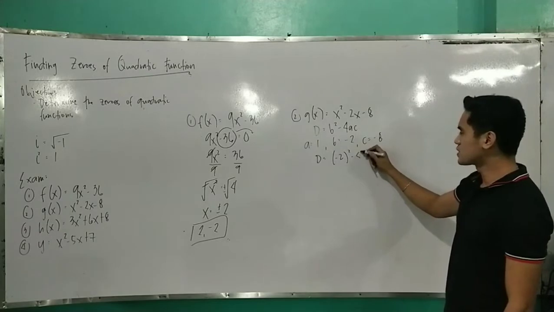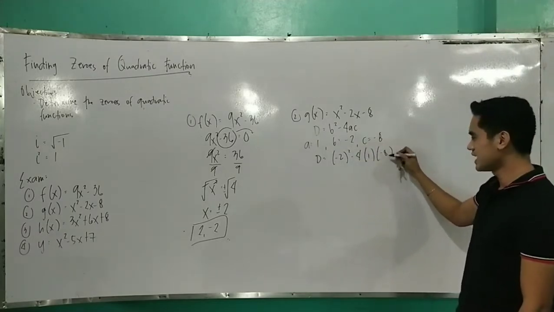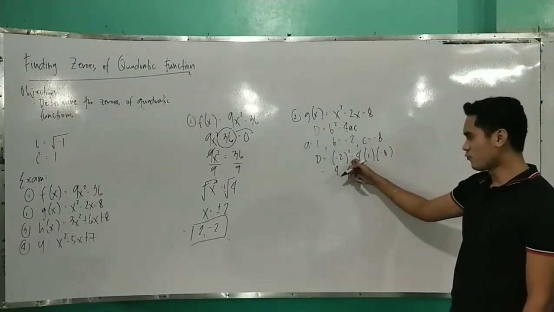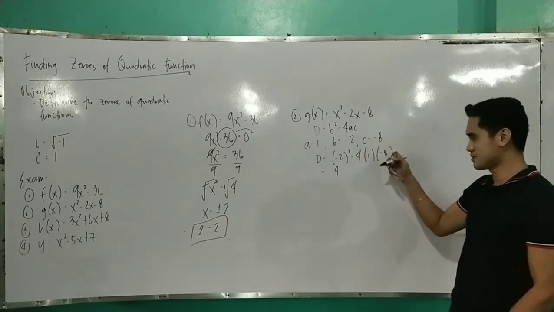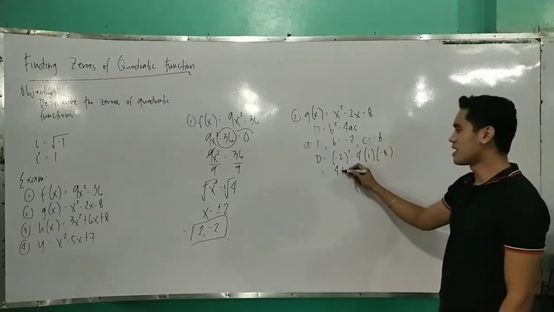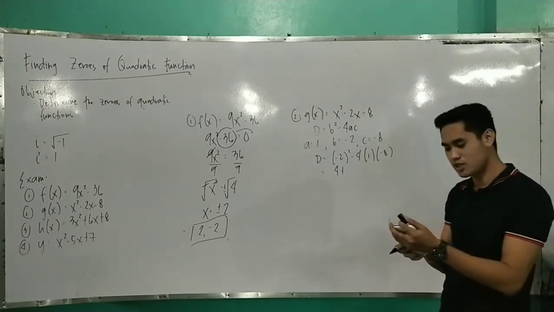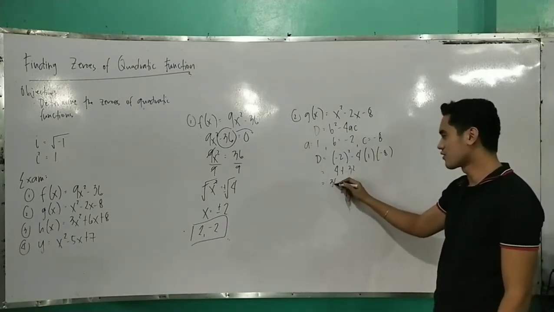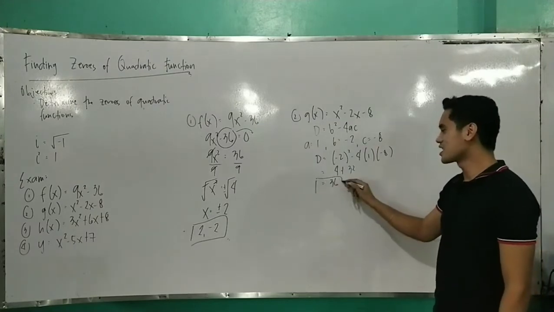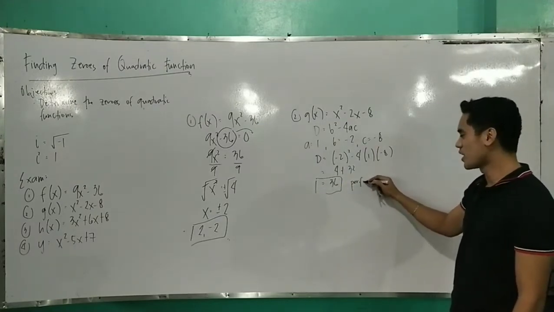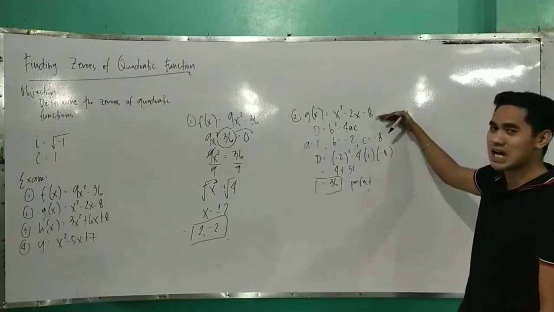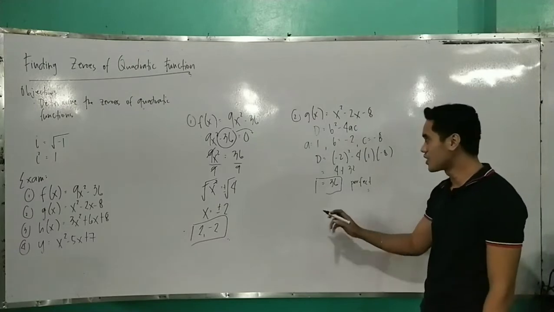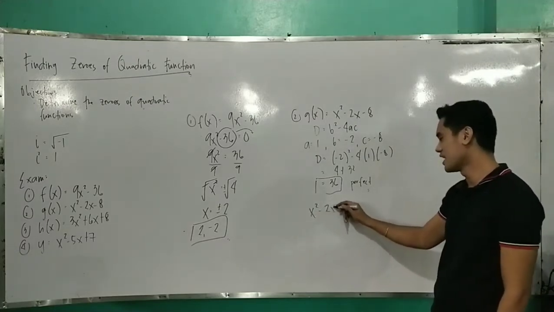Negative 2 squared minus 4 times 1 times negative 8. And negative 2 times negative 2 is positive 4. Negative 4 times 1 is negative 4 times negative 8. Meron tayong positive 32. Pwede kayong gumamit ng calculator. Then, 32 plus 4, meron tayong 36. Ayan. So, yung 36 na to, ito ay perfect square. So, ibig sabihin, ito ay factorable. Ayan. Ngayon, didiretso ko na sa factor out ng x squared minus 2x minus 8.